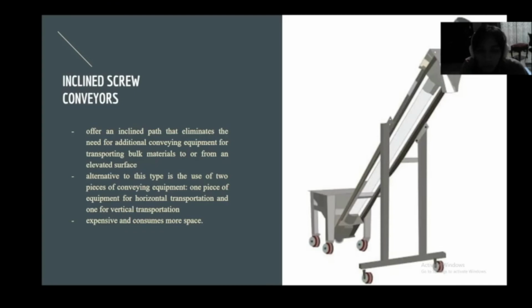Inclined screw conveyors. Inclined screw conveyors offer an inclined path that eliminates the need for additional conveying equipment for transporting bulk materials to and from an elevated surface. An alternative to this type is the use of two pieces of conveying equipment, one piece of equipment for horizontal transportation and one for vertical transportation. However, this setup is expensive and consumes more space.